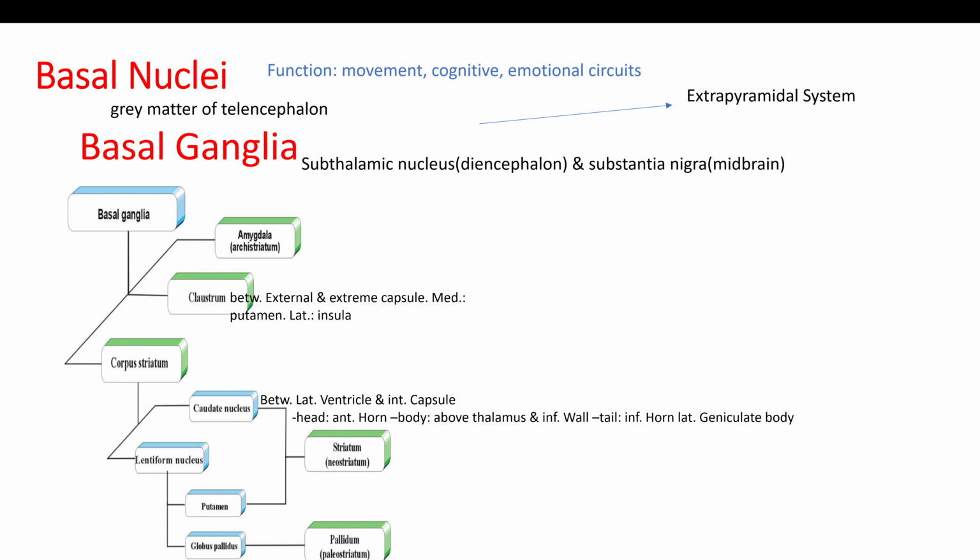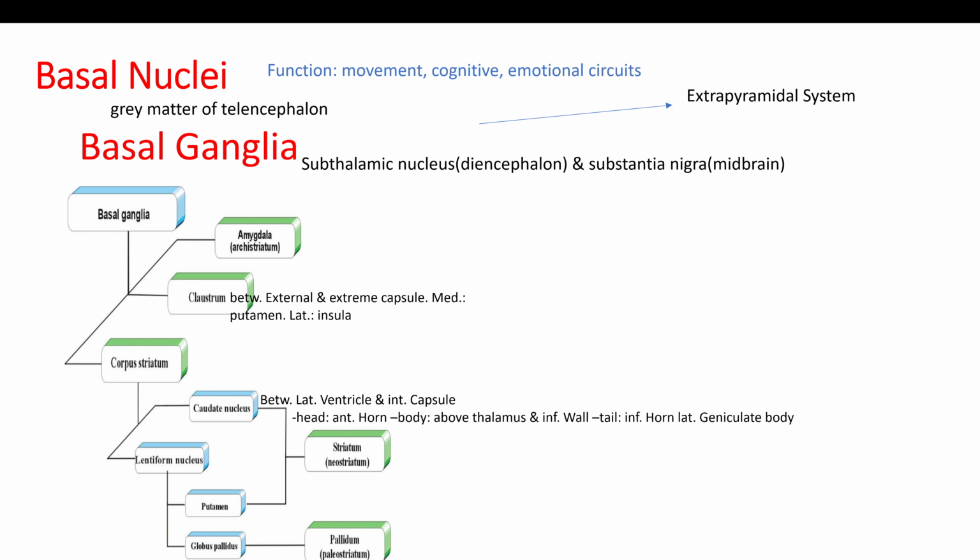First of all, it's formed by the gray matter of the telencephalon below the cortex, and by the subthalamic nucleus of the diencephalon and substantia nigra of the midbrain. They're involved in control of the movements, cognitive and emotional circuits, and they are closely related to the extrapyramidal system.